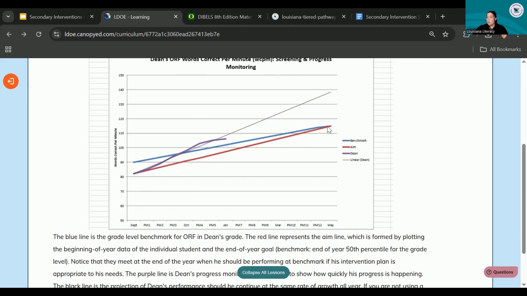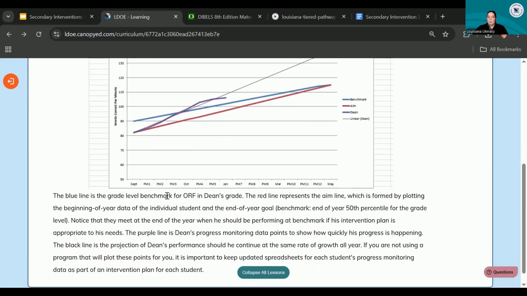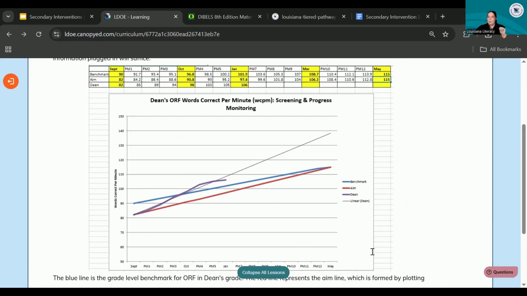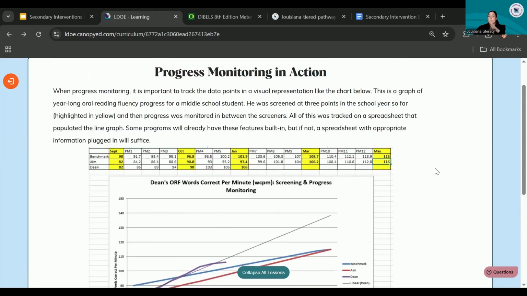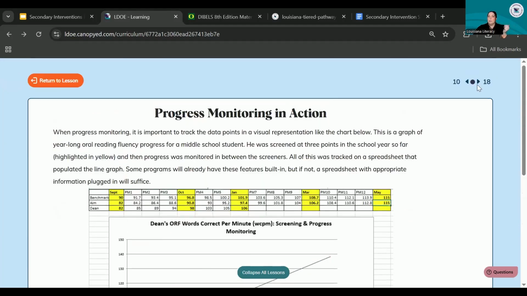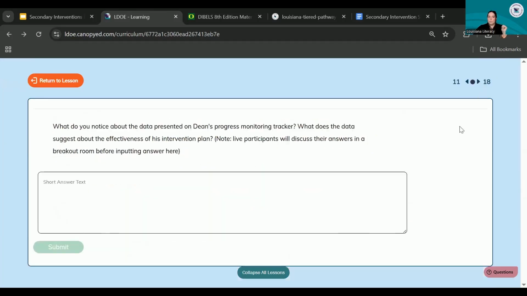And notice that it meets the benchmark line right here. And then Dean's doing okay. There he is in purple right here. So just so you can see, his progress monitoring data points show how quickly his progress is happening. That black line is the projection like we talked about. But if you're using a program that has all this embedded, it will create this for you. If not, this was just created in an Excel spreadsheet, and you can make a template for every student that you're going to need to progress monitor.